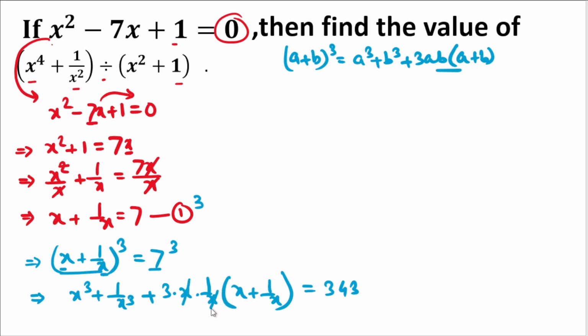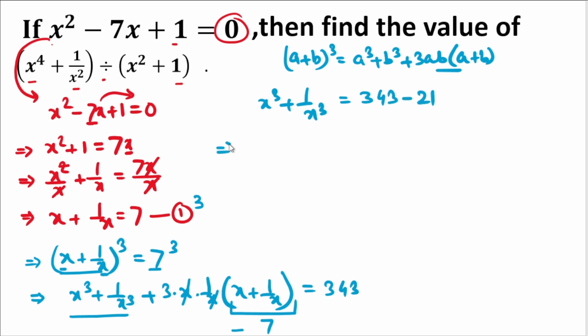Here x and x get cancelled, and this term is equation 1, so the value of this term is 7. Now we have x cube plus 1 over x cube, so we'll write x cube plus 1 over x cube. The value of this term is 3 times 7, which is 21. So we'll take this 21 to the right hand side, so it will be negative 21. So in the right hand side we have 343 and negative 21. So the value of x cube plus 1 over x cube will be 343 minus 21, which is 322. Let us take this as equation 2.